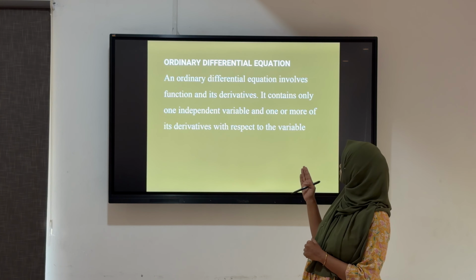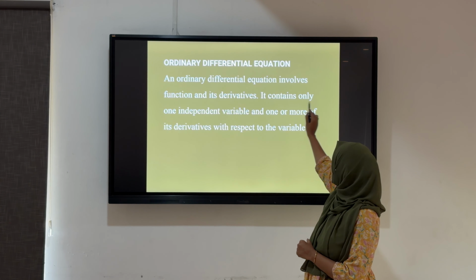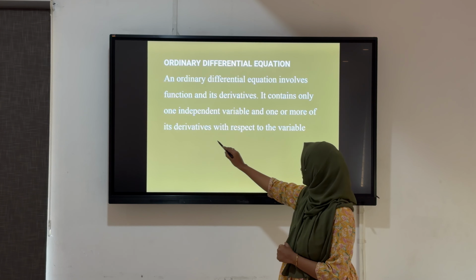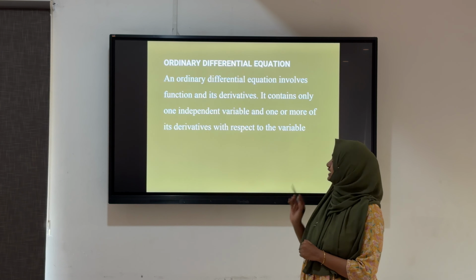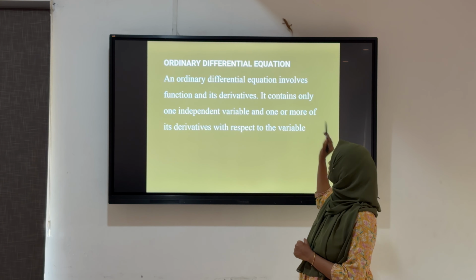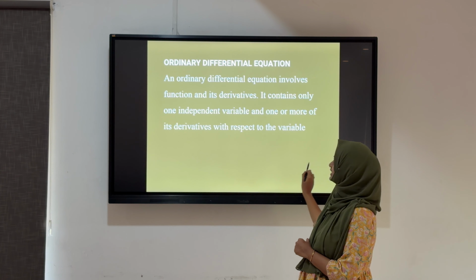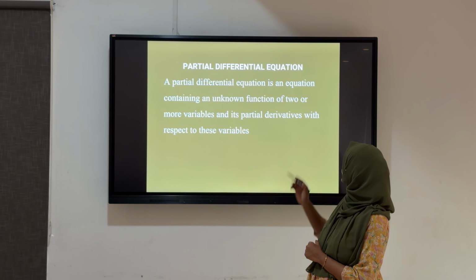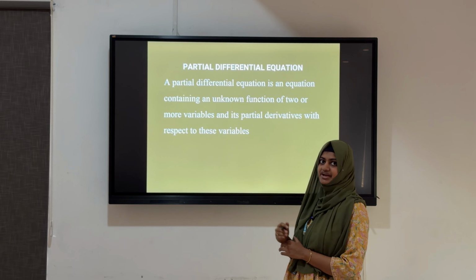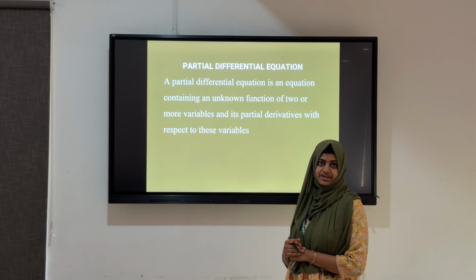Ordinary differential equation involves a function and its derivative. It contains only one independent variable and one or more of its derivatives with respect to the variable. But a partial differential equation contains an unknown function of two or more variables and its partial derivatives with respect to these variables.